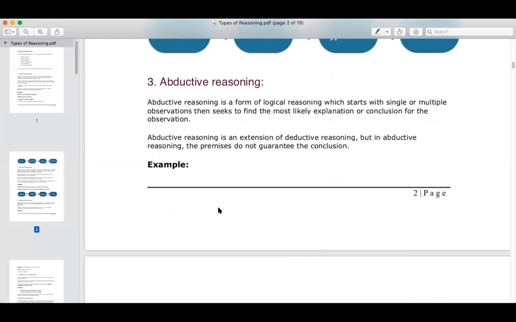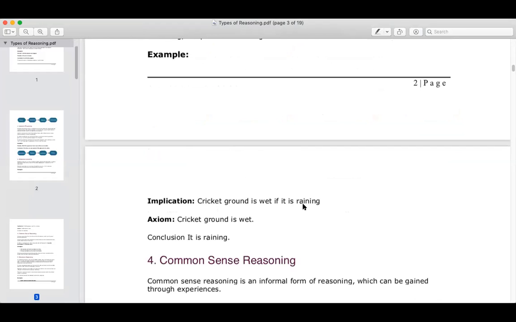तो भाई अभी implication क्या है? The cricket ground is wet if it is raining. Of course, then cricket, तो उसका conclusion क्या है? Cricket ground is wet. Suppose condition ऐसा सामने है कि भाई cricket ground ये गीला है.